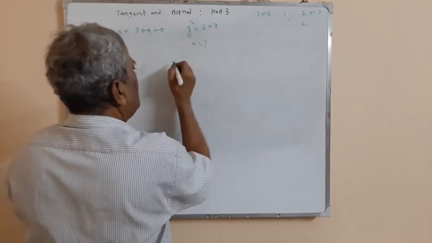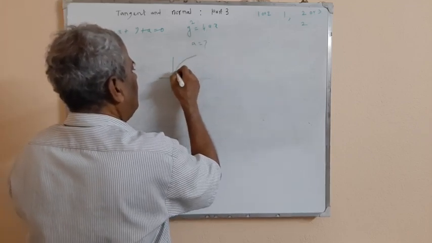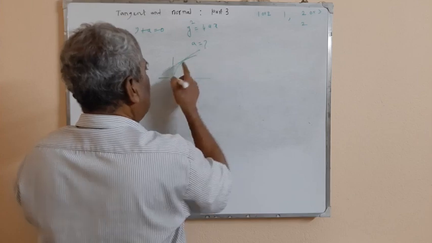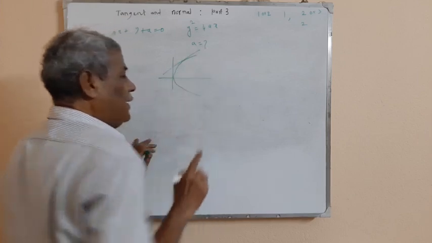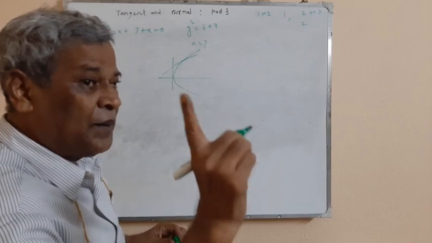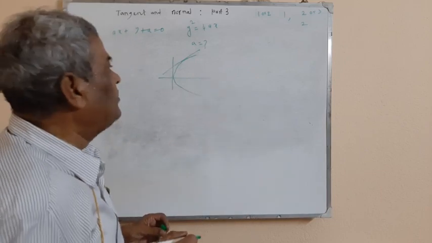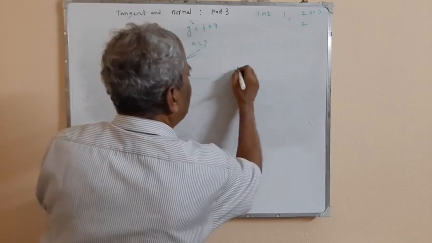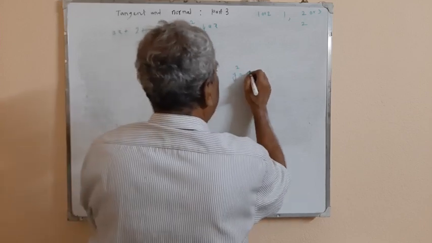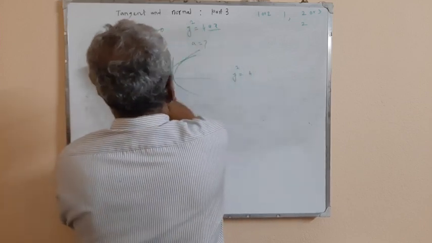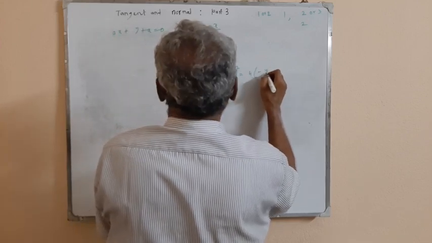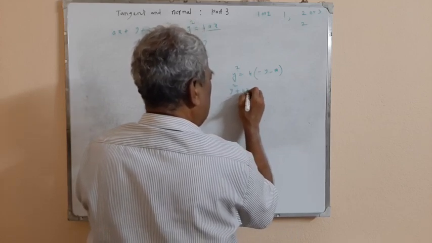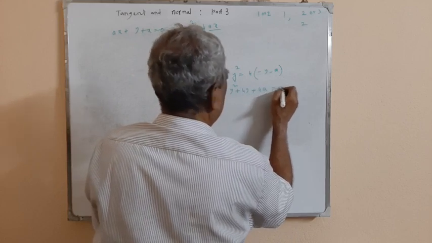Suppose this curve is a parabola. If this is a tangent to that, then it will meet the curve only at one point. So from this condition, very easily you can do that. Solving this and that, y square is equal to 4 into ax. Ax is equal to minus y minus a. That is y square plus 4y plus 4a is equal to 0.